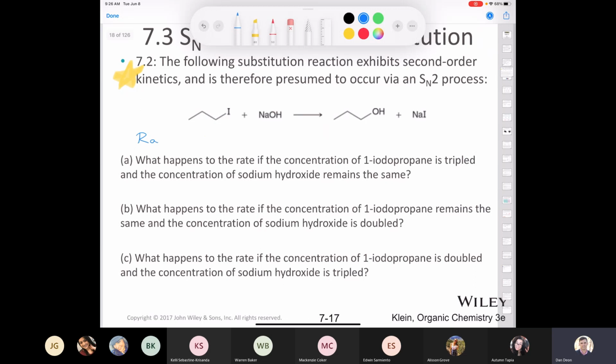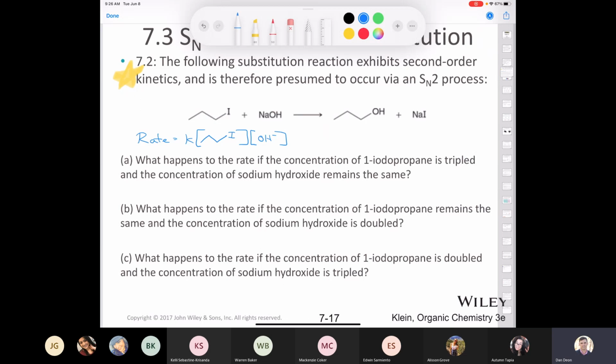I'd say rate is equal to k, the rate constant, multiplied by the concentration of the alkyl halide, the substrate, and multiplied by the concentration of my nucleophile. I leave the sodium out, it's a spectator ion. So there's my rate law for this reaction.